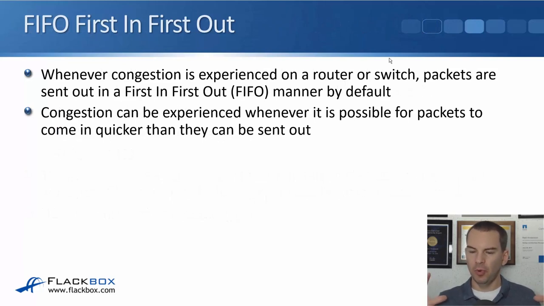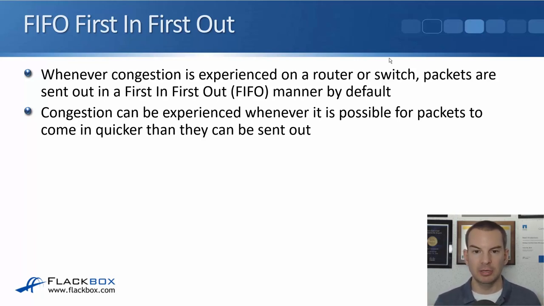Okay, so what are we going to do about this, or how can this cause a problem? So first thing to tell you about here is the default queuing mechanism on a router and on switches as well, which is first in, first out. So whenever congestion is experienced on a router or a switch, packets are sent out in a first in, first out, which is FIFO manner by default.